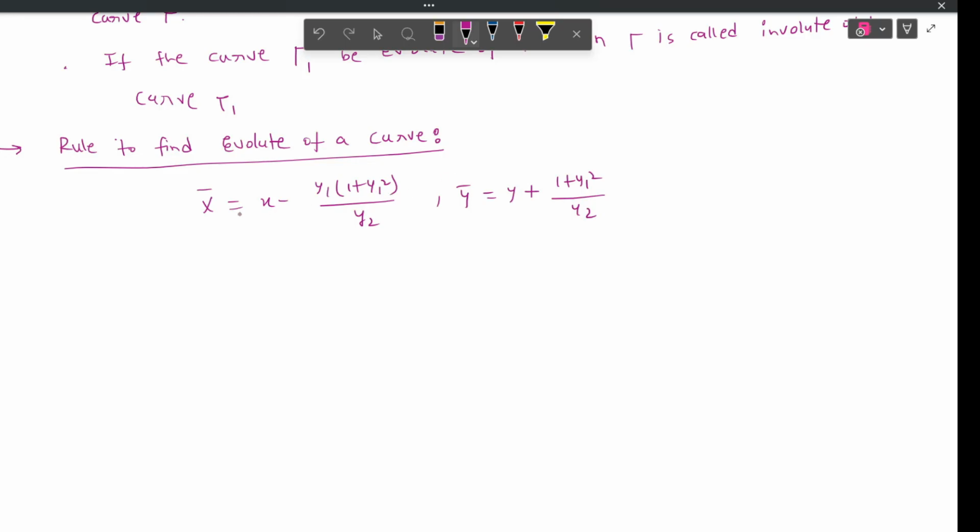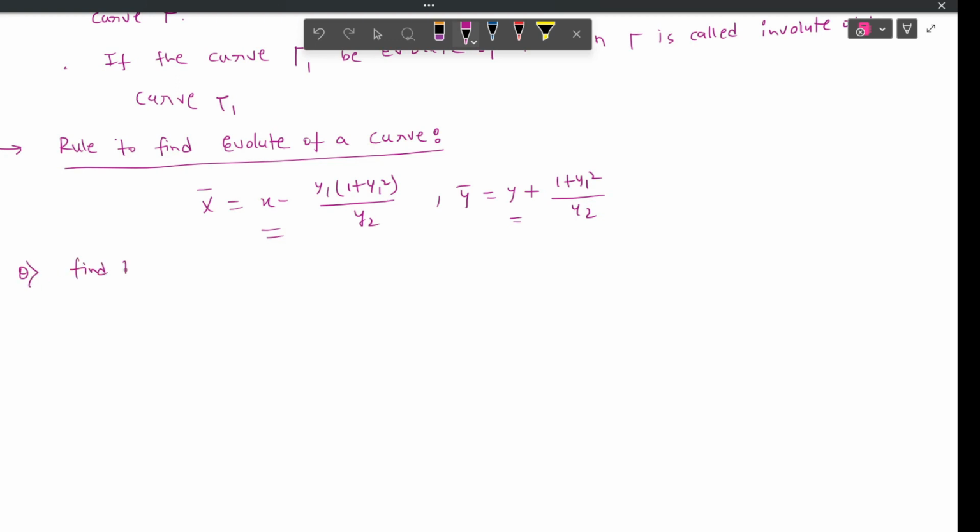If you want to use the alternate formula, you can use that also. You have to eliminate x and y. Remember, you have to eliminate x and y from these two equations and the equation of gamma, and you will get the equation of the evolute. So let us see through one example.